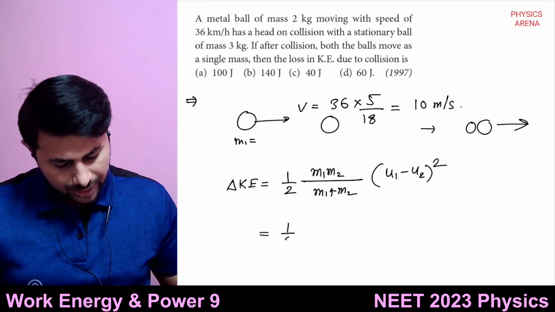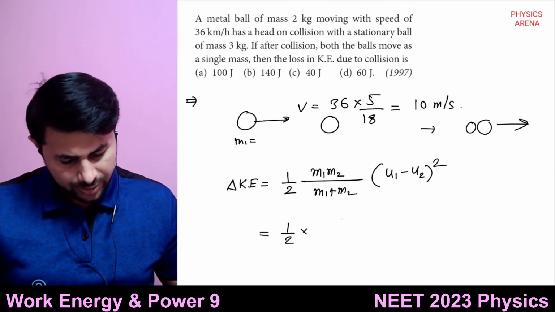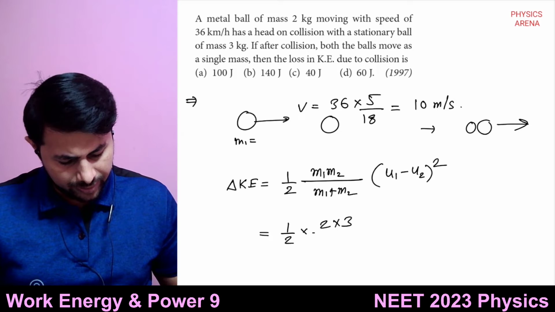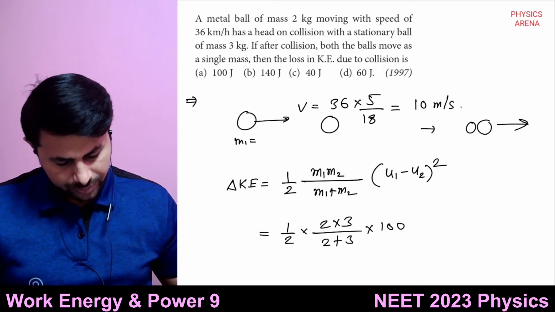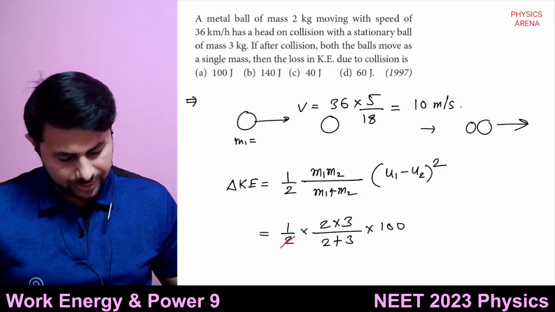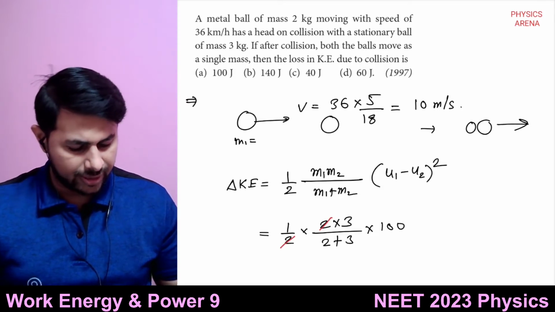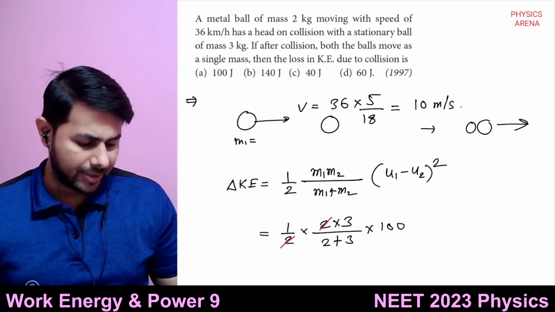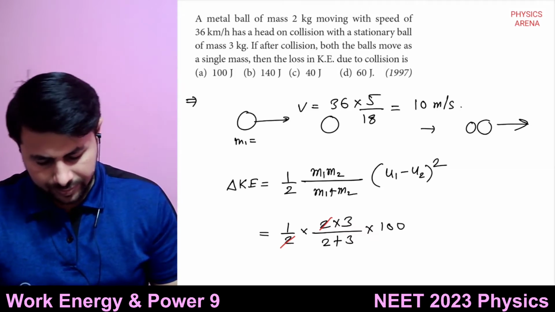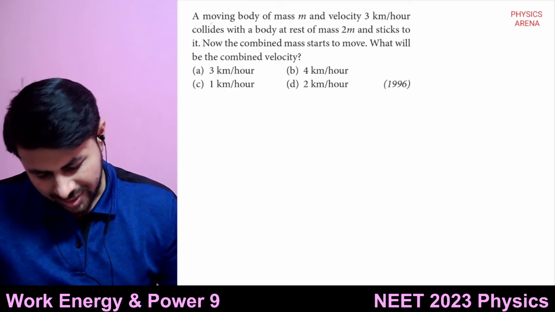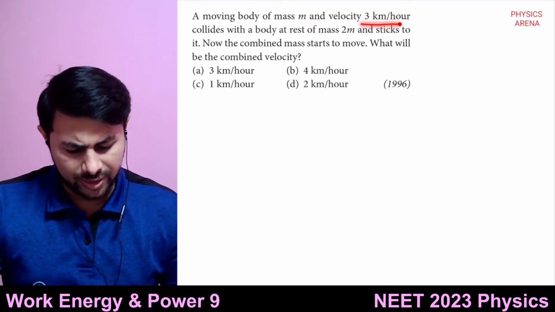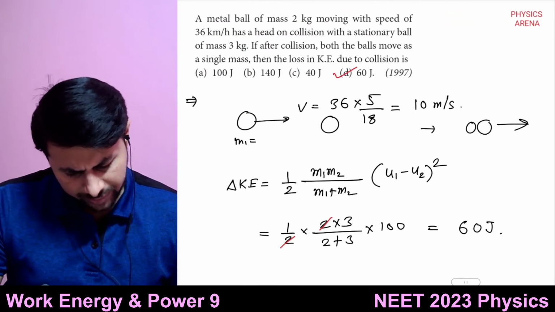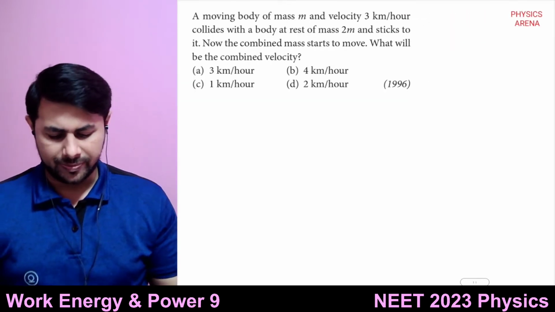So u2 is 0, u1 is 10, 10 square is 100. So this is half of m1 times m2, so 2 times 3 divided by 2 plus 3 multiplied by 100. This 2 and 2 also get cancelled. So 3 times 100, 300 divided by 5, 60. Next problem. A moving body of mass m and velocity 3 kilometers per hour. Is it the same one? No, this is different.